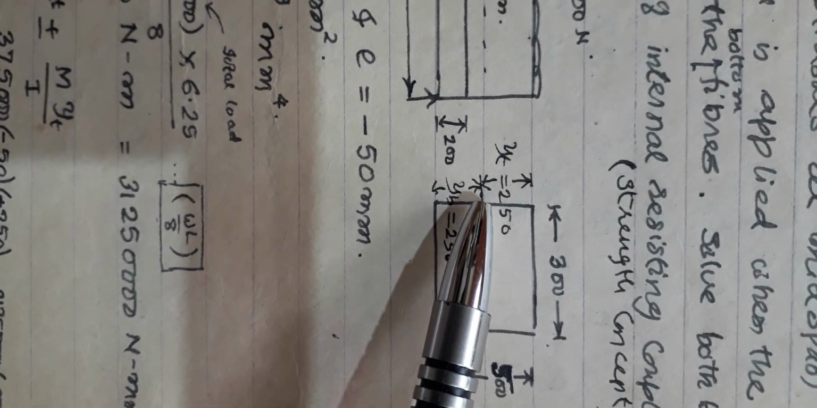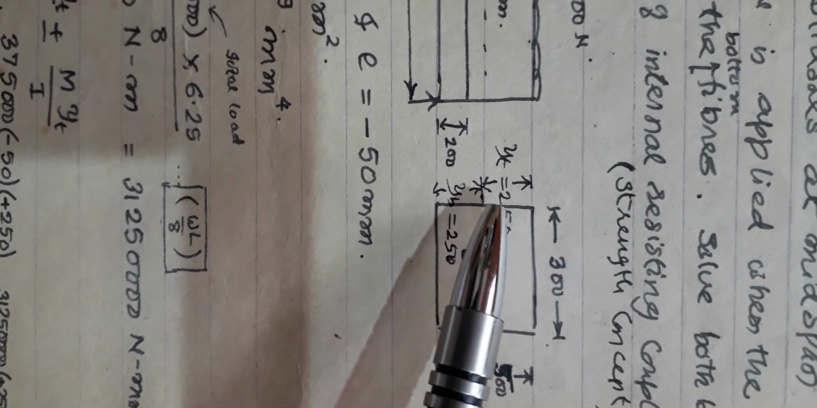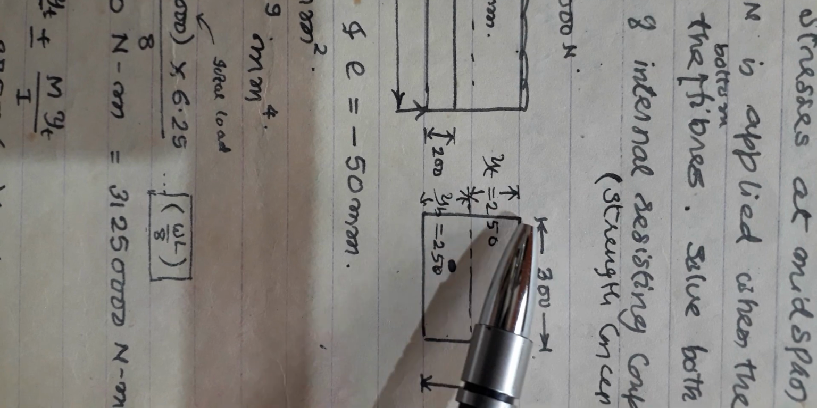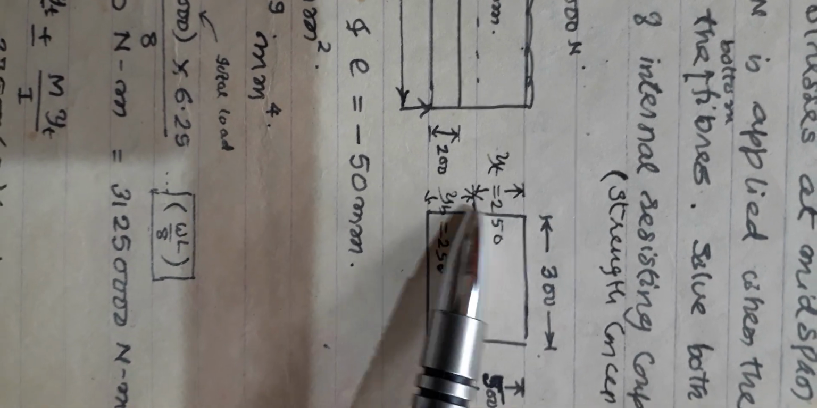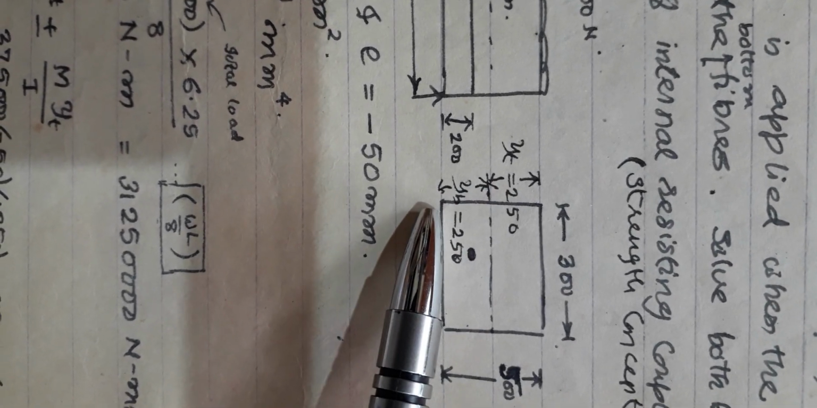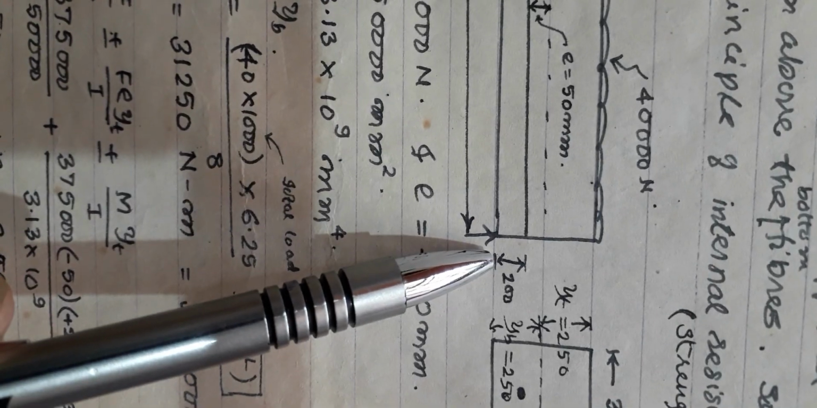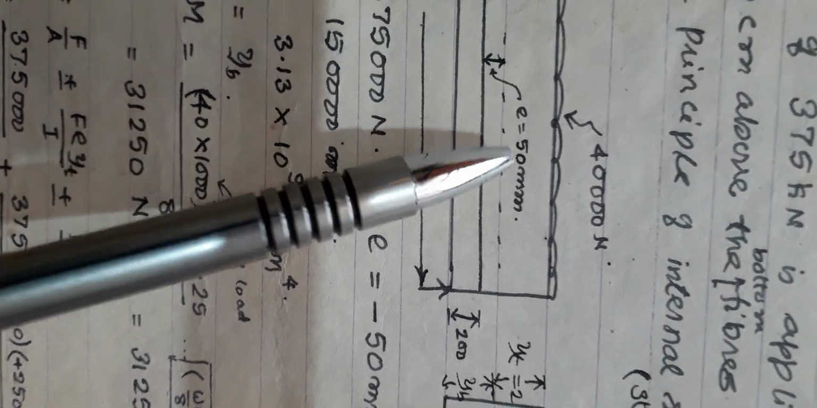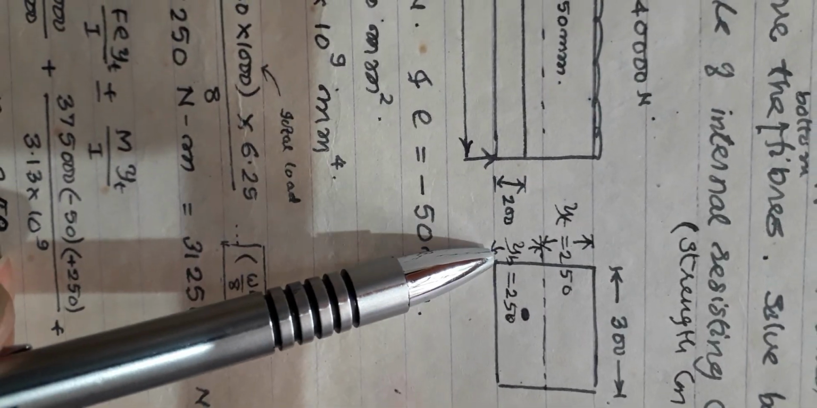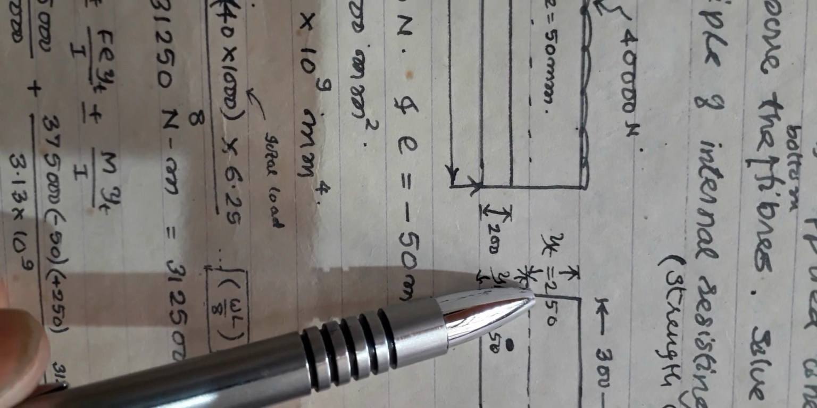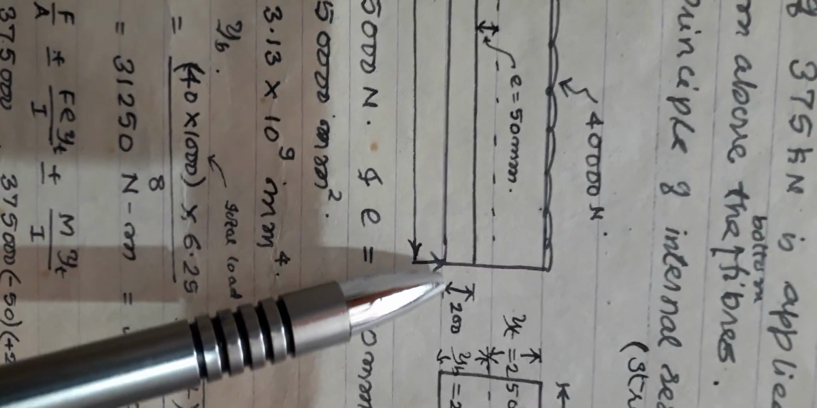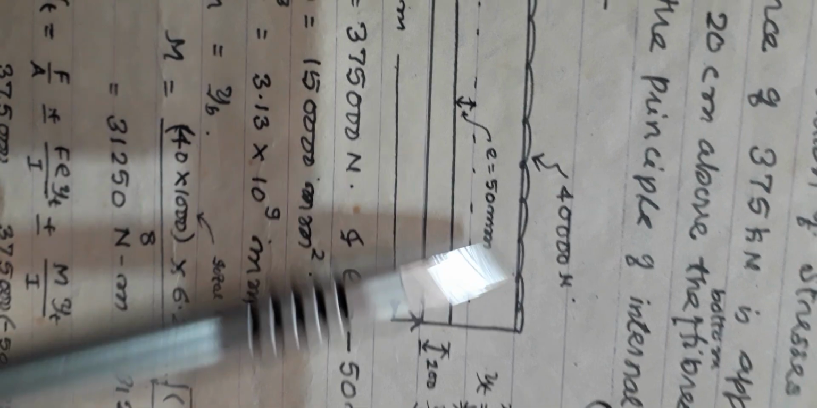So from the neutral axis, YT is 250. YT means the top fiber's distance, and YB means the bottom fiber distance. 250, 250, both. Now since the cable is laid at 200 mm from the bottom, I can say that the eccentricity becomes 50 mm, because this is 250. Am I right? Since this is 250, automatically this eccentricity becomes 50 mm.